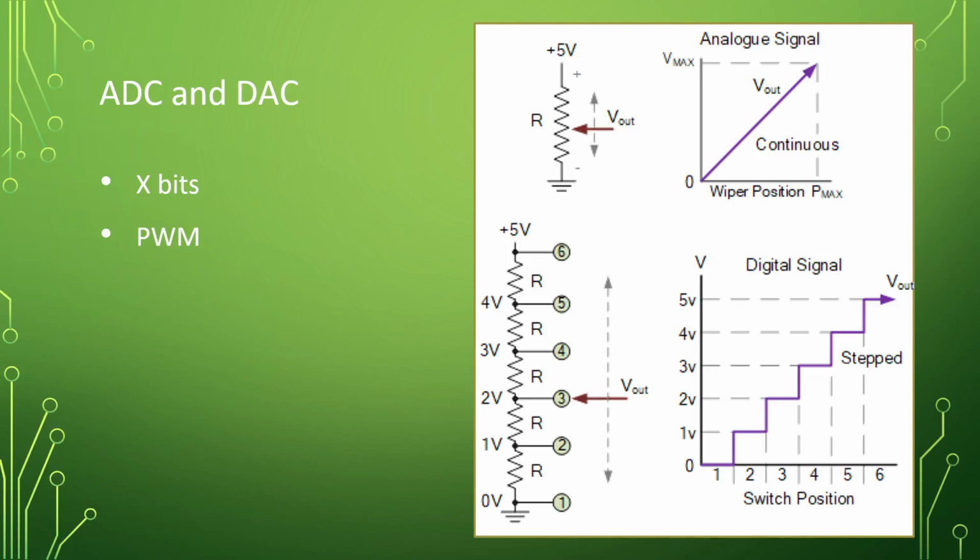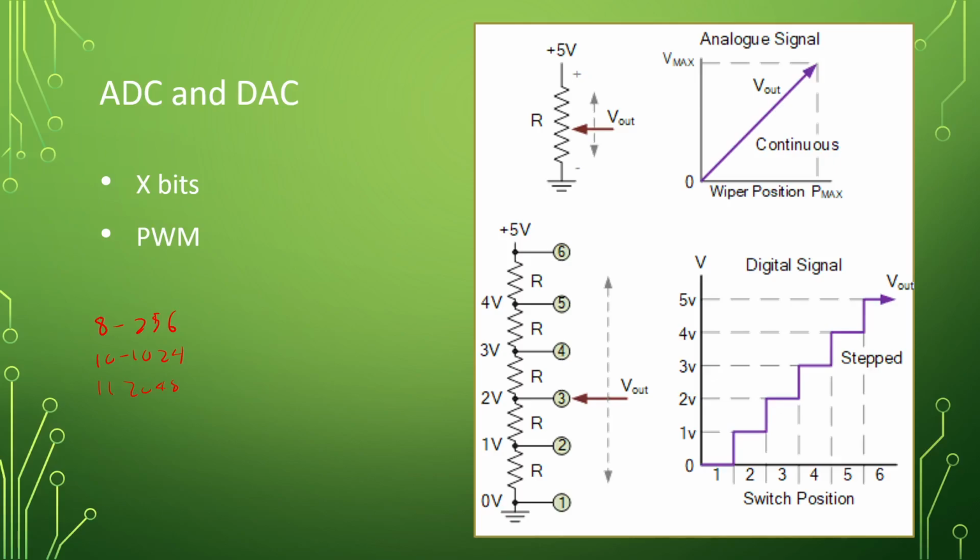So if we have an 8-bit, that would be 256 steps. If we had a 10-bit, that'd be 1024. All right. If we had 11, that'd be 2048. And it just keeps going up from there.